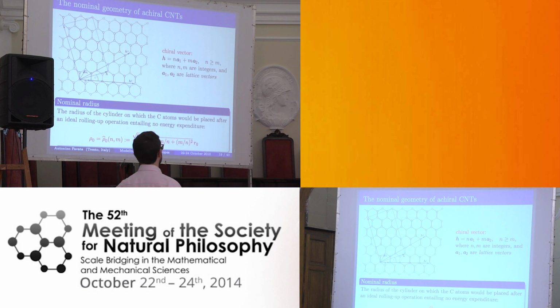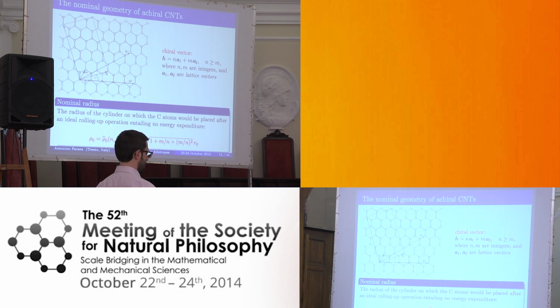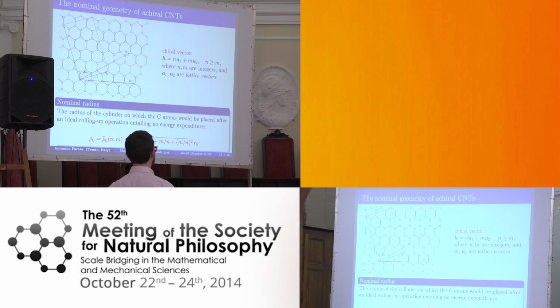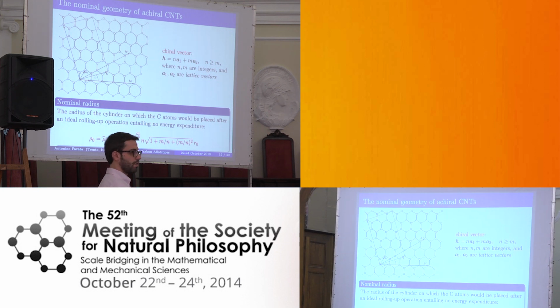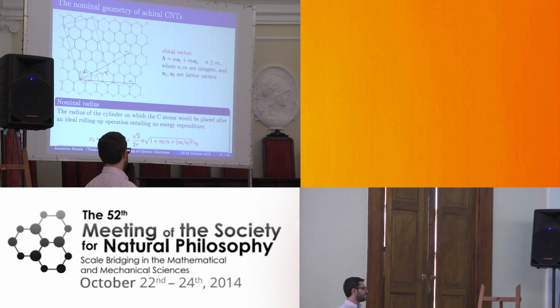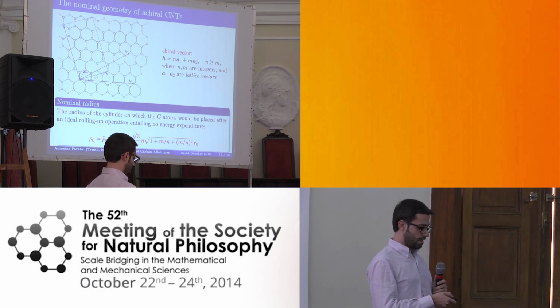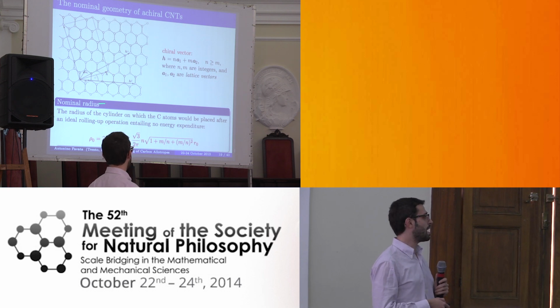Let's come back to the geometry of achiral carbon nanotubes. I mentioned the chiral vector, which determines the way I ideally roll up my carbon nanotubes, and is described by the integers n and m, which are the components in the basis given by the vectors a1 and a2, the lattice vectors. What is the nominal radius? It's the radius of the cylinder on which the carbon atoms would be placed after an ideal rolling up operation entailing no energy expenditure. Namely, I'm thinking that there's no change in the length of the bond when I roll up the sheet. This is what is generally called the radius of the carbon nanotubes. Of course, it depends on the integers n and m, because it depends on how I'm rolling up the graphene. R0 here is the length of the carbon bond.